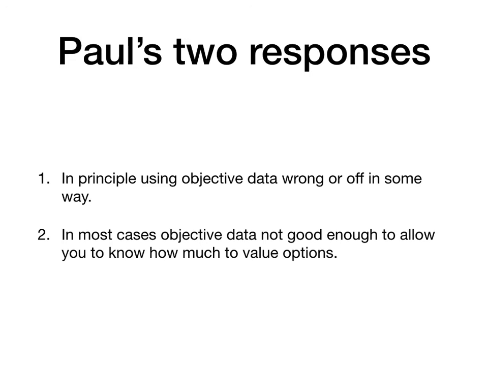Here's what Paul will say. And I think these two responses: one amounts to saying, well, even if it could tell us a lot, it would be wrong to use it. In principle, using objective data to make some big decisions, like, say, being a parent, is wrong or off in some way. Even if you could do it, you shouldn't. I think 2 is way better. And 2 just says, well, in most cases, the objective data just isn't good enough to really do the work you want it to do.